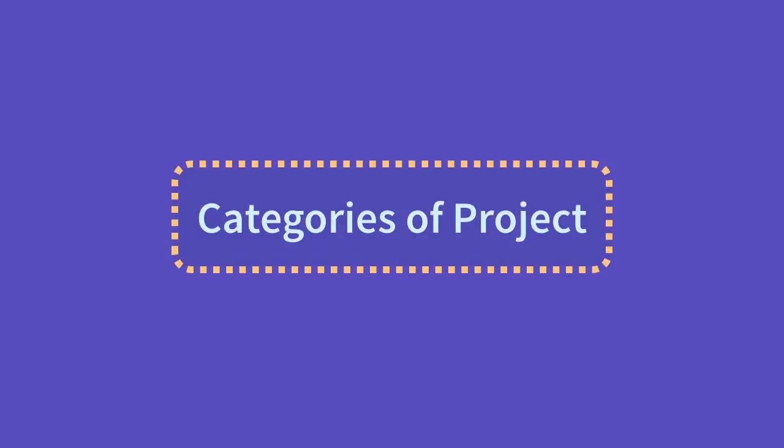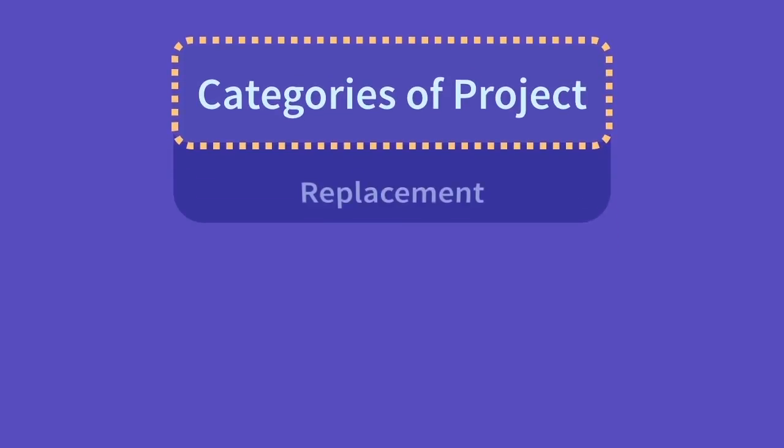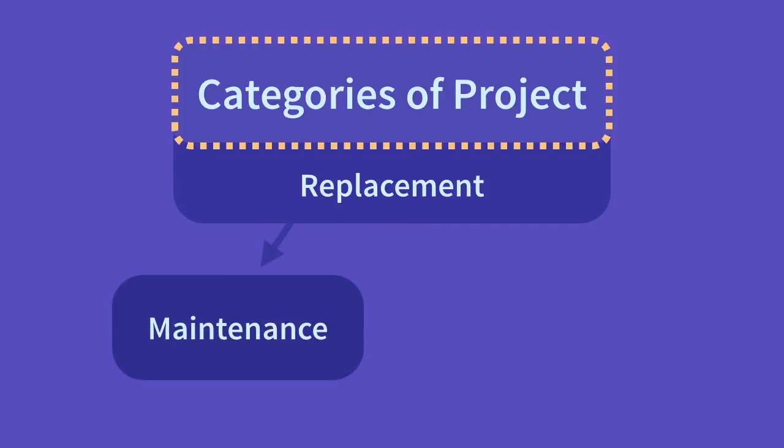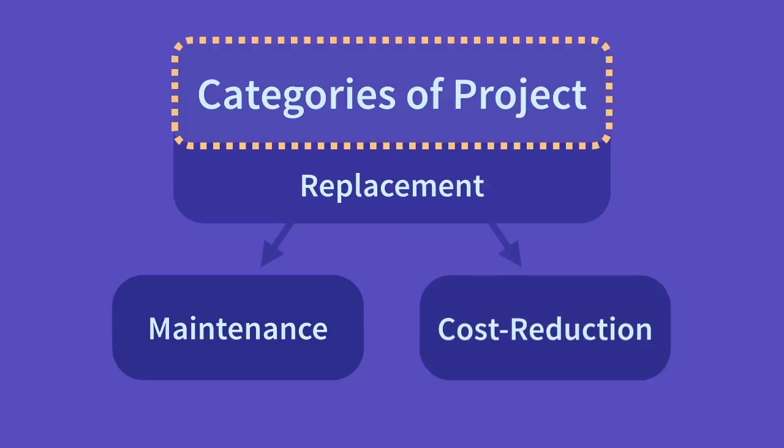There are 4 major categories you need to be aware of. Number 1, replacement. Now in this first category we have 2 subtypes. We have maintenance projects, quite simply a piece of machinery runs through its useful life and needs to be replaced. And then we have cost reduction projects, where we target a more efficient process. We're looking at removing a less efficient machine and replacing it with a new technology.